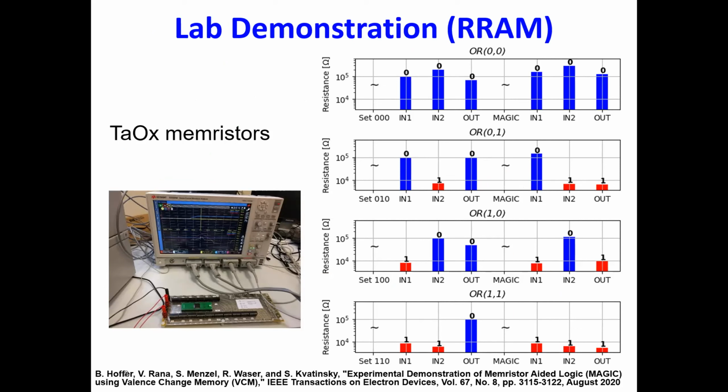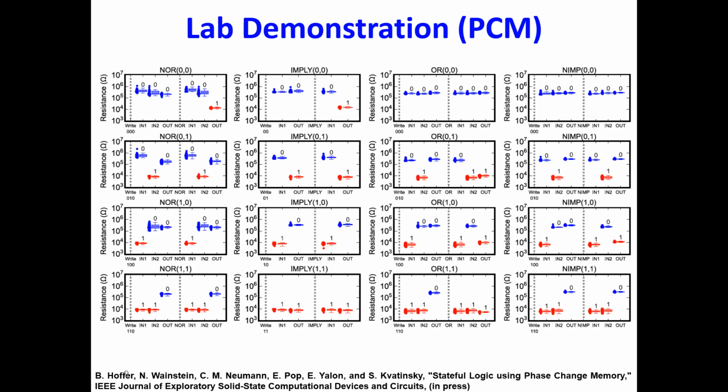So this is for an OR gate. And we also did that for other technologies. For example, in a paper that was just accepted, we demonstrated phase change memories. In phase change memories, the switching mechanism is a bit different, so the way that we are doing the stateful logic is a bit different. I don't want to go into the details, but you can see here 4 different gates that are experimentally demonstrated using phase change memory. And this is work that we did in collaboration with Professor Eric Pop from Stanford University.